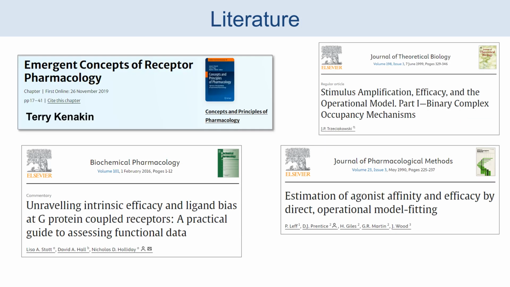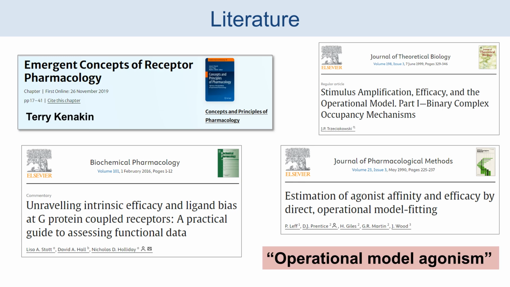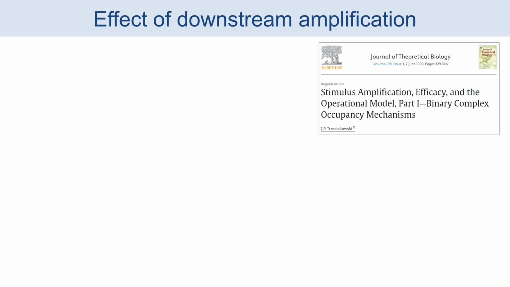This foundation we have been through here will enable you to engage with the literature on the operational model. These papers go deeper into the models and can explain some of the more sophisticated model behavior that we have not got into today. A literature search on operational model agonism will bring up many interesting studies for you to dig into. By way of an example, this paper here explains an observation we often see when we measure different signals at different steps down the same signaling pathway.